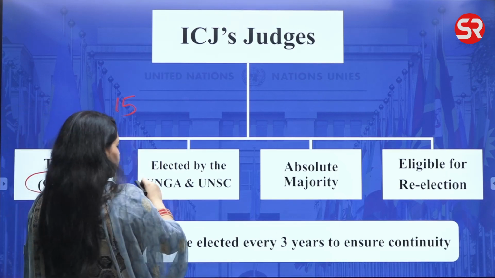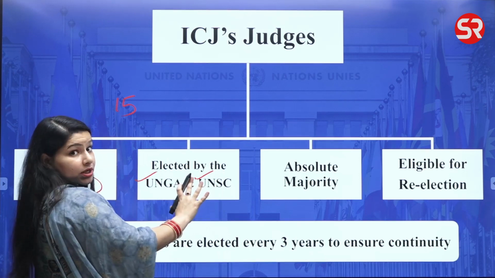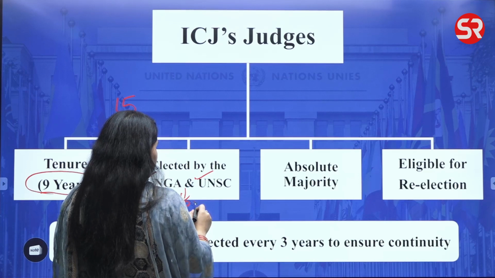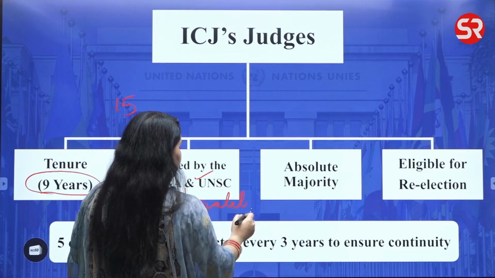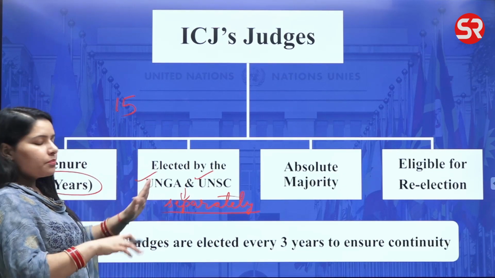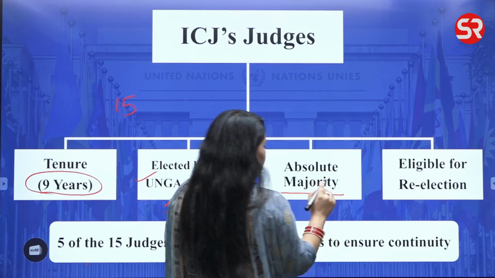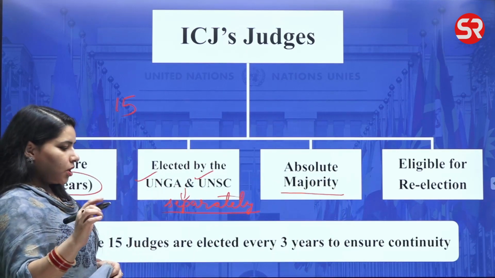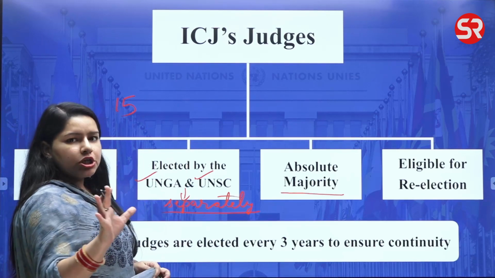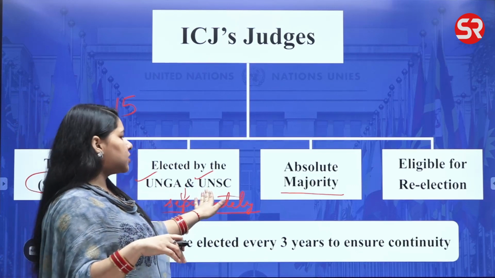Then elected by the UNGA and UNSC. They are elected by both the UNGA and UNSC, but separately. So don't get confused here that the UNSC and UNGA combine and elect together. They both elect the judges but separately. Absolute majority means more than 50%. So for a person to be elected as a judge of the ICJ, he or she needs to win an absolute majority both in the UNGA as well as the UNSC.